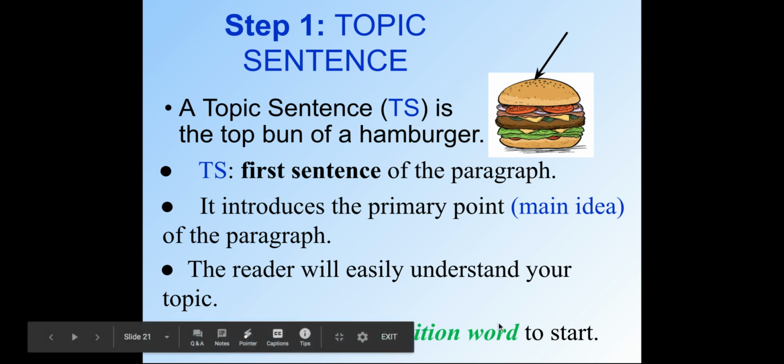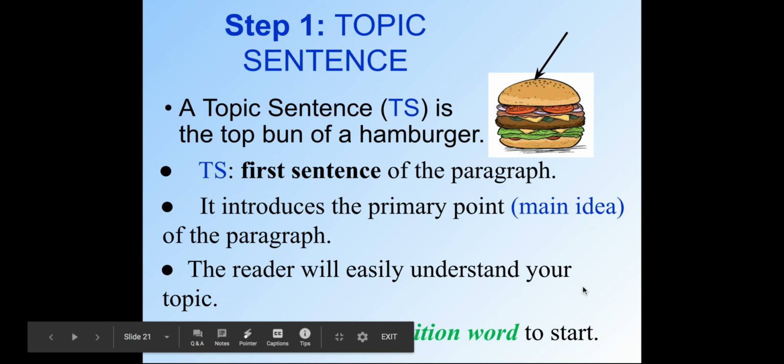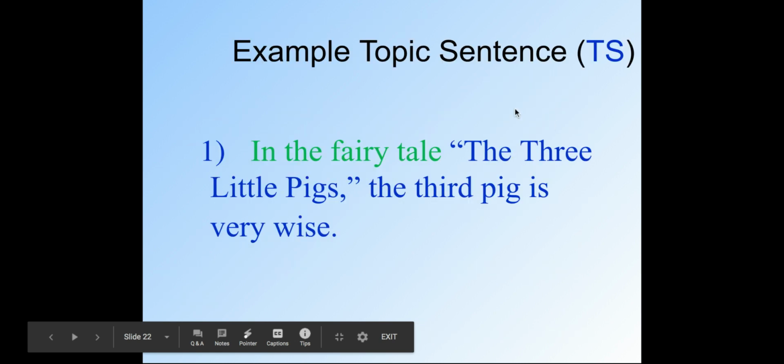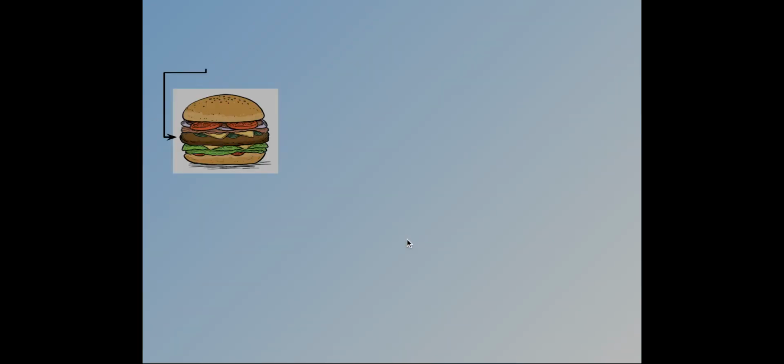You should consider using a transition word. All right, we are going to do a lesson on transition words in the future, but you should consider using a transition word. So here's an example topic sentence. In the fairy tale, The Three Little Pigs, the third pig is very wise. Okay, so here I'm starting with a transition phrase, in the fairy tale. I know that I'm dealing with the three little pigs, and I know that this paragraph is going to be about the third pig being very wise.